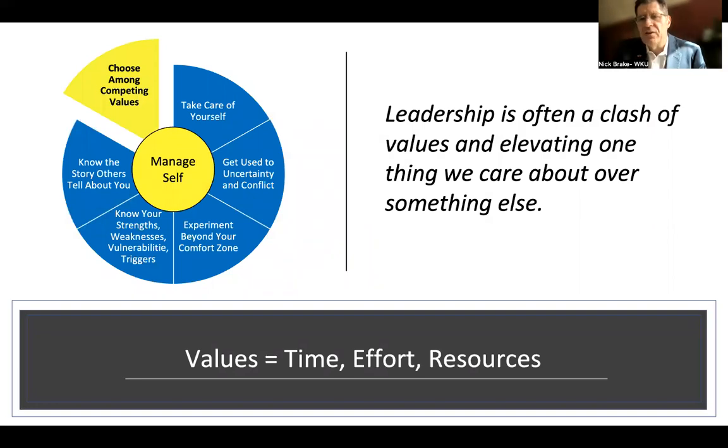Leadership is also a clash of values, and elevating one thing we care about over something else. Sometimes those are values that are really both or multiple values that are all important to us. And so it's important to understand that sometimes you have to choose among these competing values and you have to make decisions. And bear in mind that your values really are the consequence of time, effort, and resources. What you put your time to, what your efforts are about, and your sweat equity is about, and the resources, the financial and other human capital resources. Those are all things that have to be part of the equation when choosing among competing values.